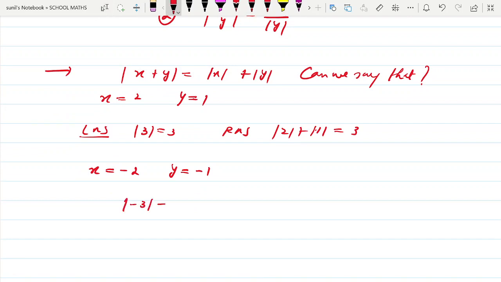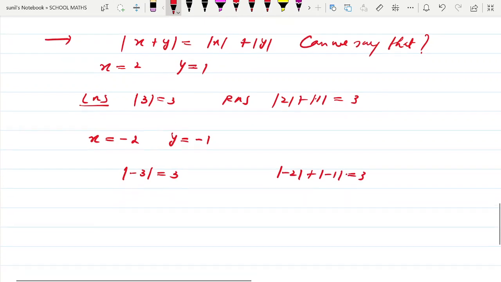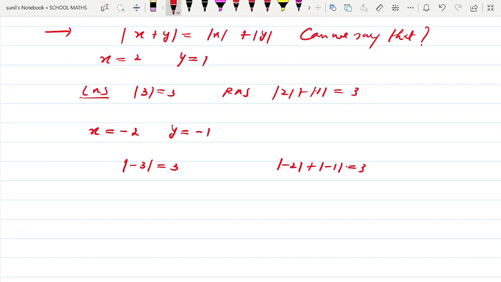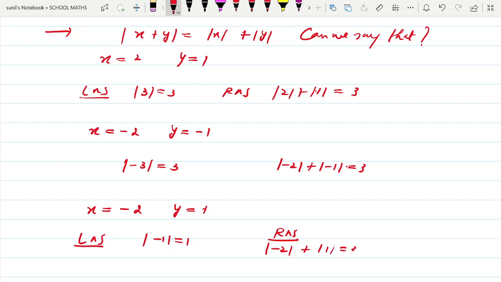Again mod of minus 3 is 3, and mod of minus 2 plus mod of minus 1 is again 3. So equality holds. Now what happens if I take x equals minus 2 and y equals 1? My LHS will be simply mod of minus 1, that is 1. And my RHS will be mod of minus 2 plus mod of 1, that is 3. So in this case, equality does not hold.